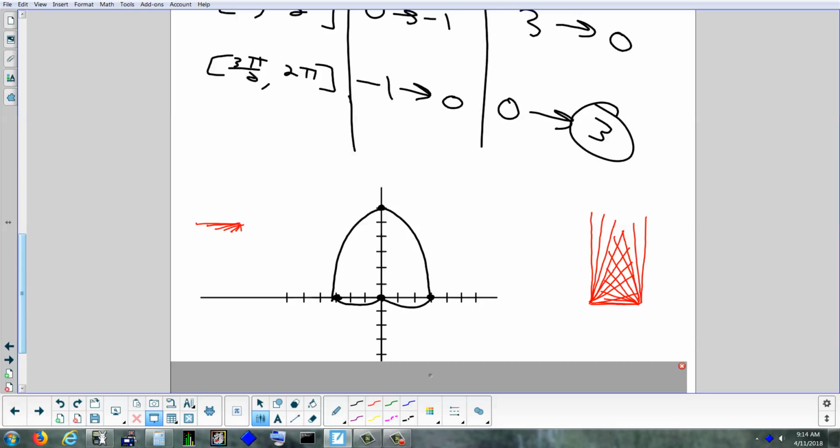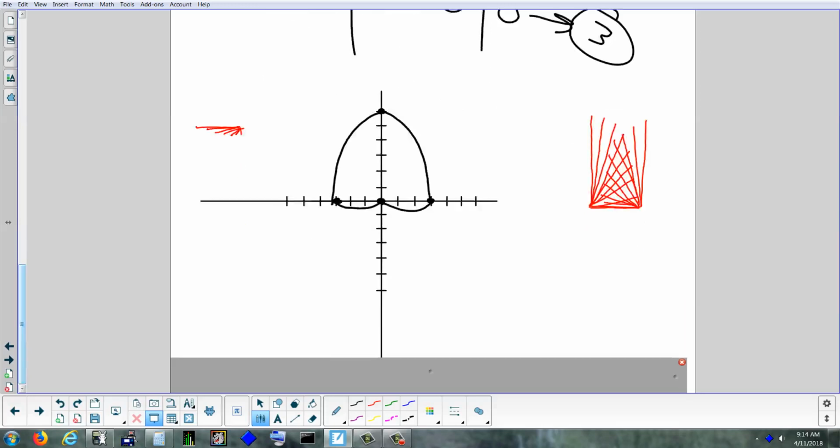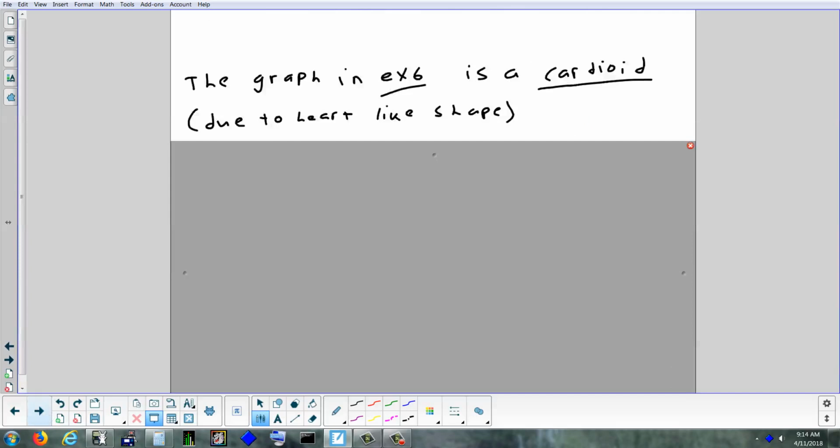Is my drawing that bad? I think it kind of looks like it. Anyone have a guess? Please. Yeah, it looks just like a heart, doesn't it? And because it looks so much like a heart, they call that a cardioid. So the graph in example 6 is a cardioid due to its uncanny heart-like shape.